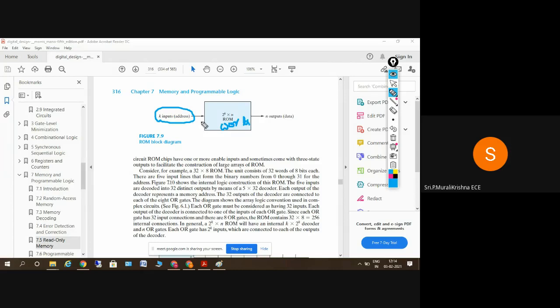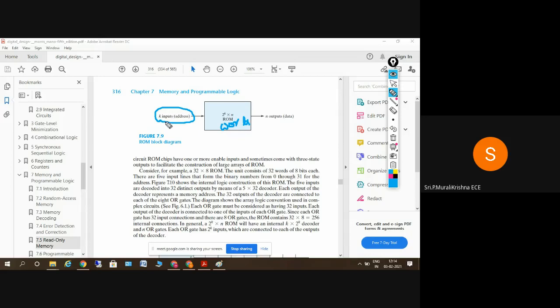So k input bits, I already told you about this. The memory is used to store the instructions and the data, and each memory location has an address, and with the help of this address we access the instructions or the data. If I want to access a specific instruction, the address will be given, and based on that address we access the data or instructions in the memory. Whereas in RAM we are able to perform both read and write operations, in the ROM we are able to perform only the read operation.